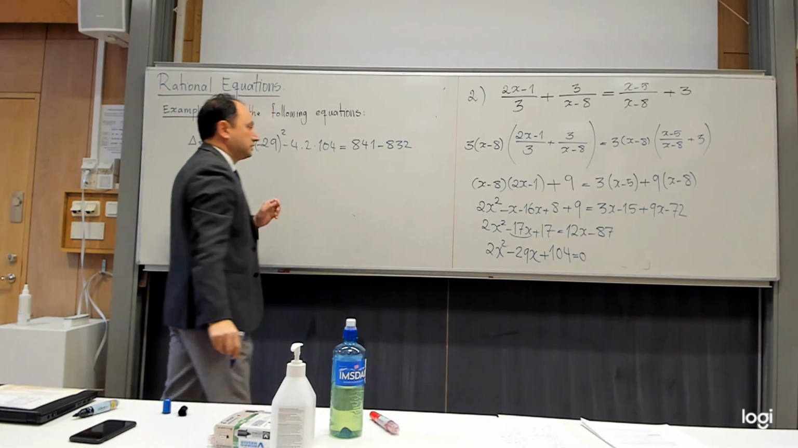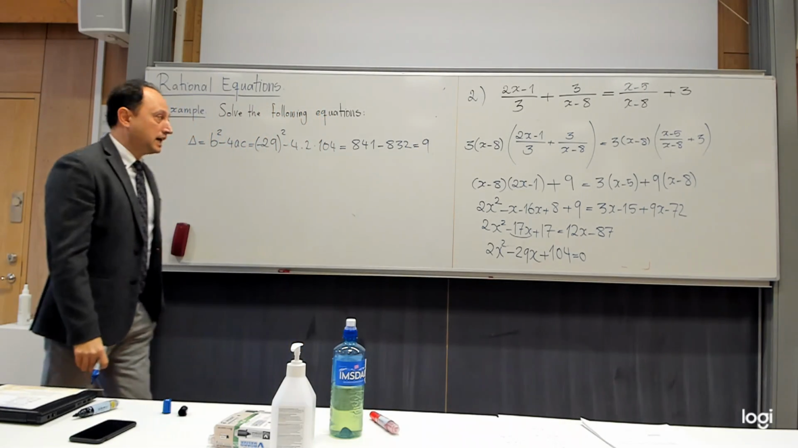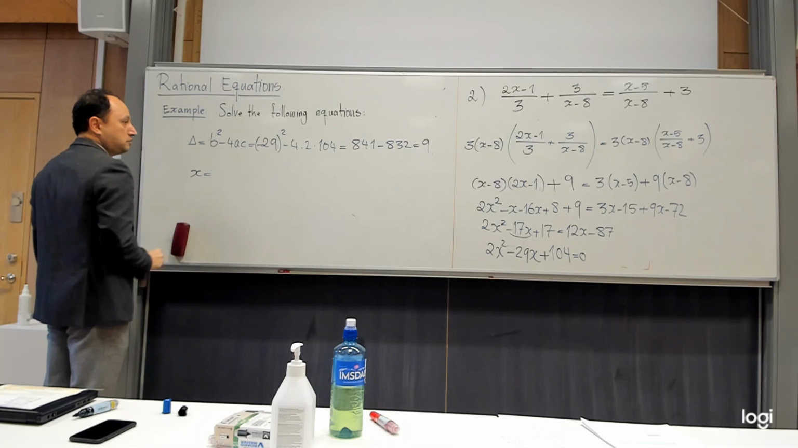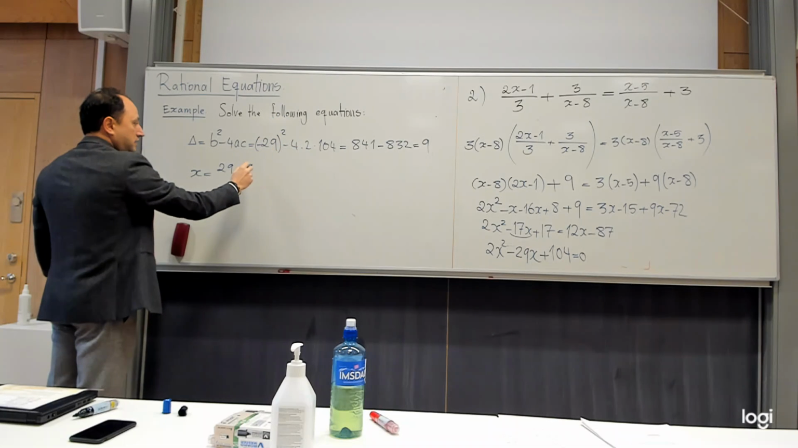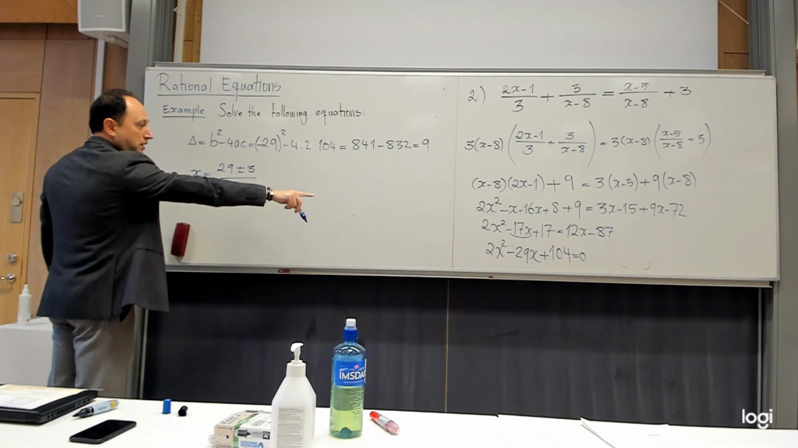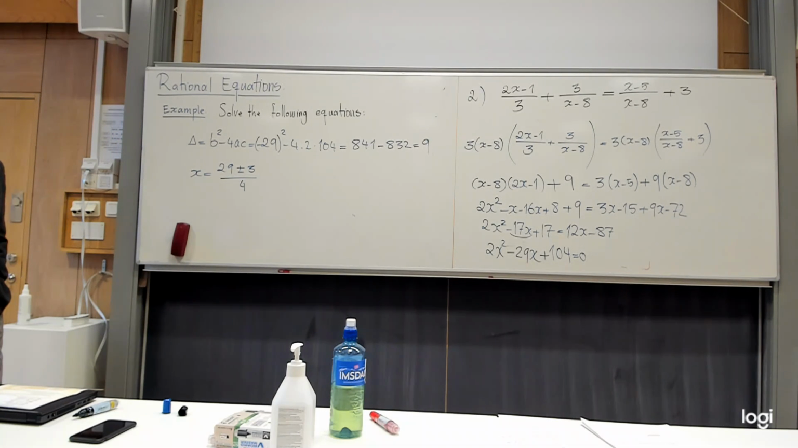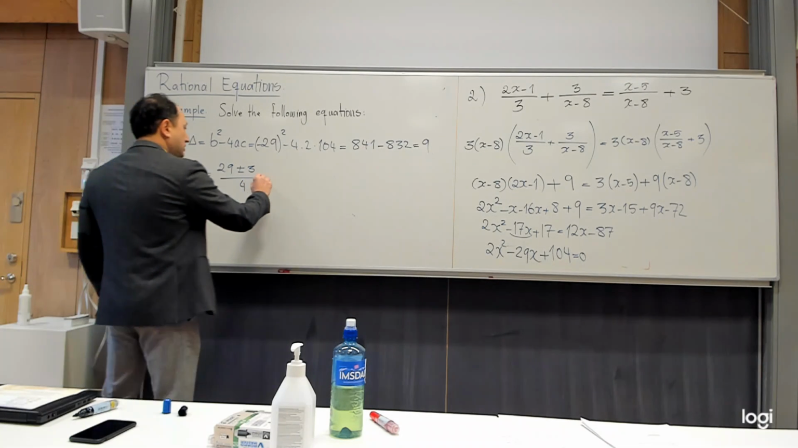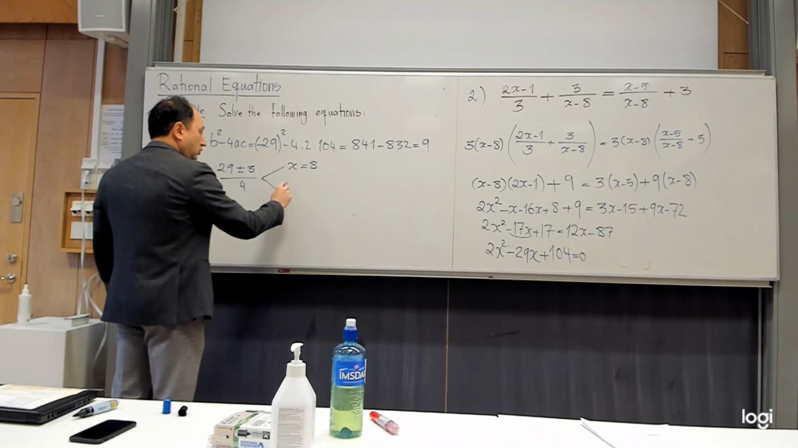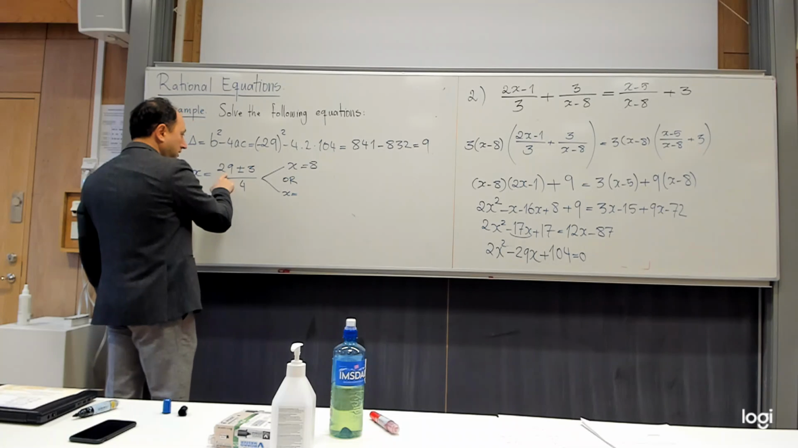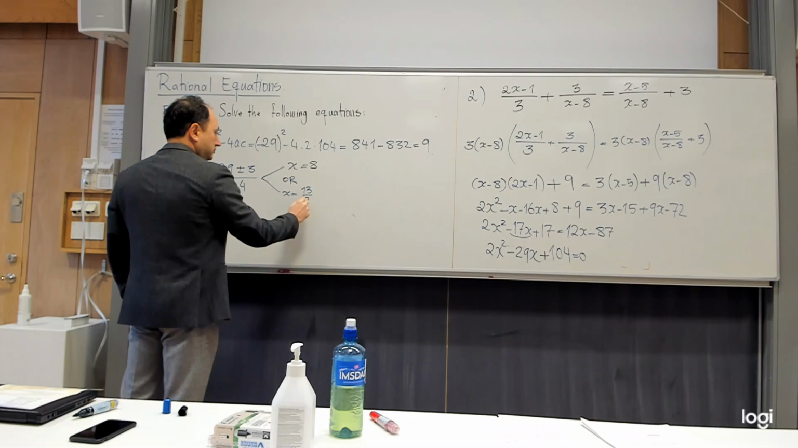So the answer is 9. Yes, there is a number. So yes, it was not a waste of energy, yes? So this becomes 9. And that's positive. So it means that x is negative b, which is 29, plus or minus the square root of delta, which is 3, and then divided by 2 times a, which is 4. Yes? Agree? Yeah. Okay, and then there are 2 solutions. So one of them is 29 plus 3 divided by 4 is 8. And then the other one is 29 minus 3, 26, divided by 4 is 13 over 2.